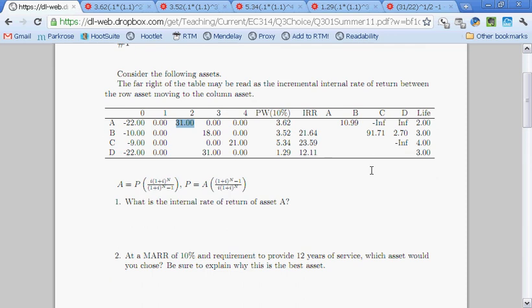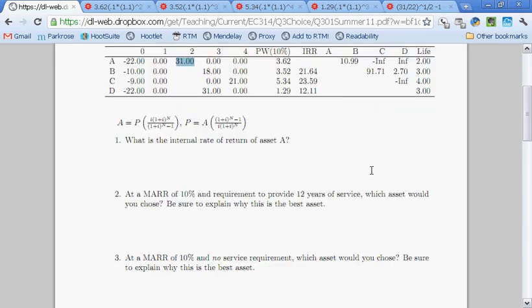Let's move to question 3, which is usually the easiest one. This is at a minimum acceptable rate of return of 10% and no service requirement. Which asset would you choose? This one's easy. You use the present worth criteria. You pick the big one. The one with the largest present worth is asset C, 5.34.